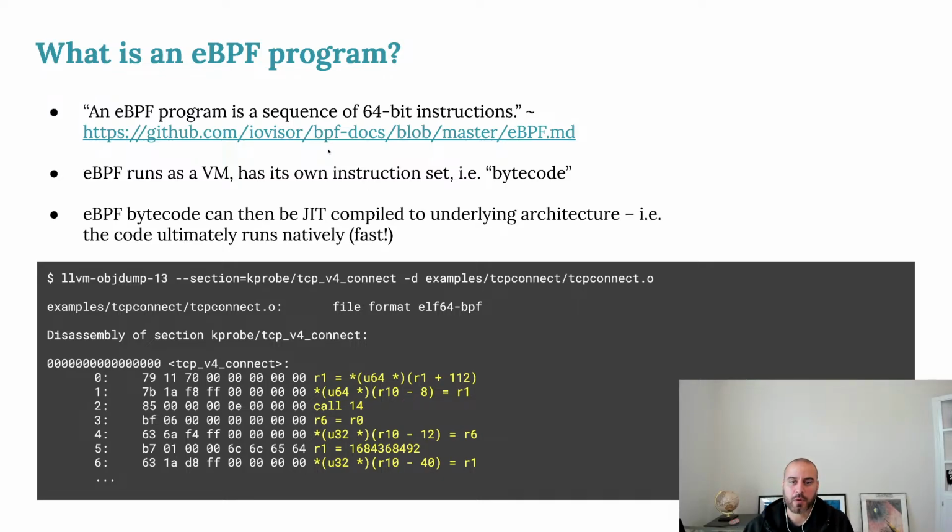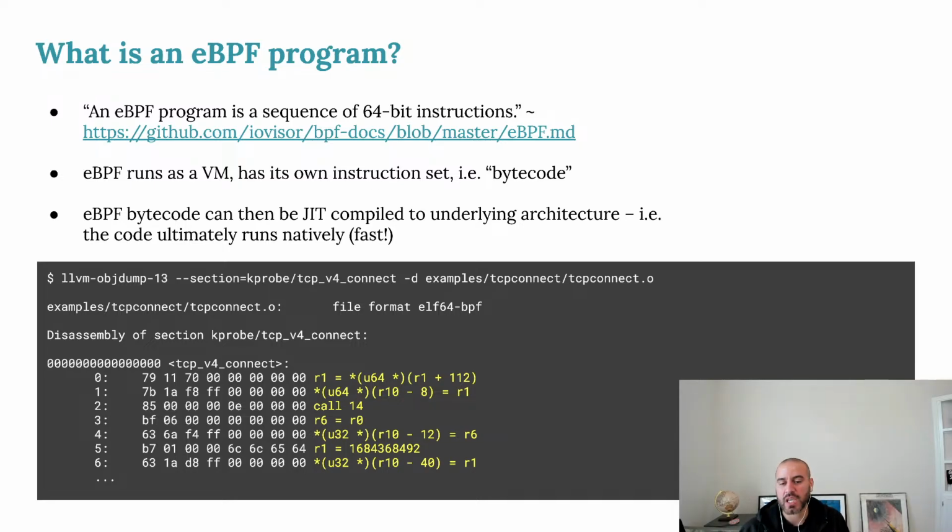But basically, an eBPF program is simply a sequence of 64-bit instructions. Ultimately, you're writing some code, and we'll get into what that code looks like, but it gets compiled into a set of 64-bit instructions. eBPF runs as a VM in the kernel, with its own instruction set. You can also think of it as bytecode. So you have essentially what looks like assembly that is specific to eBPF. You write code in a higher level language, compile it to this assembly, and that assembly contains the actual instructions for what happens in your program.